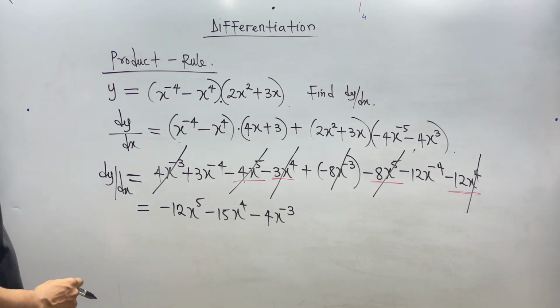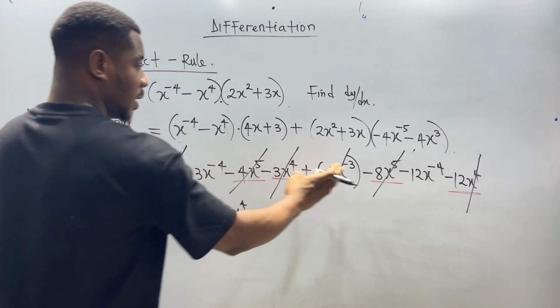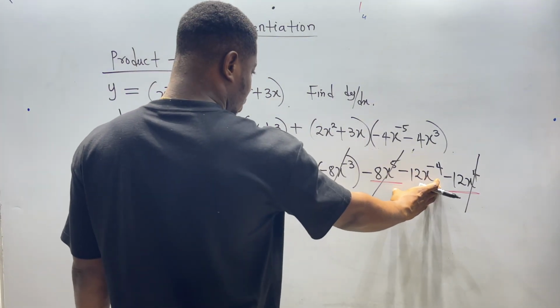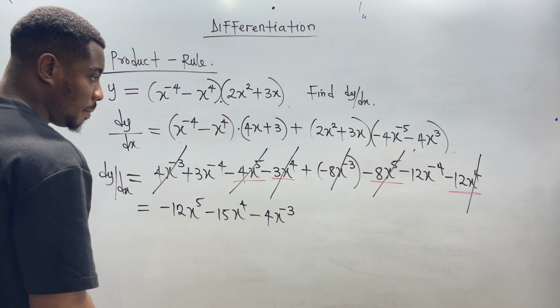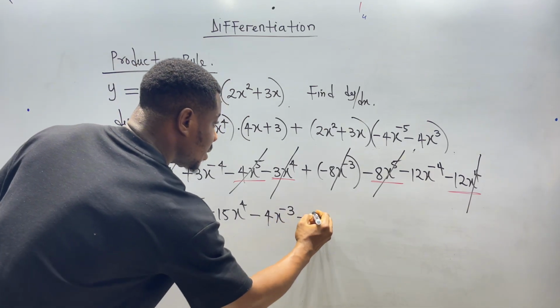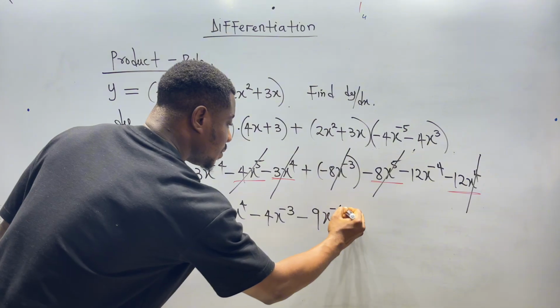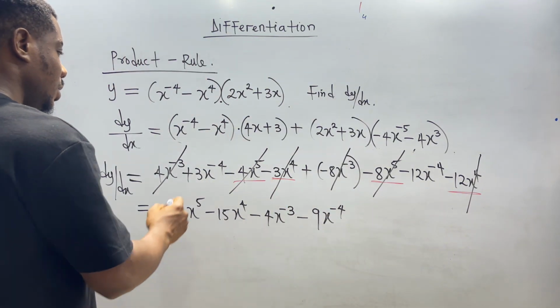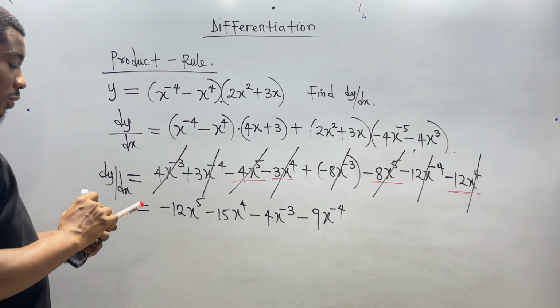Then now the next part to work with is power of negative 4. So we have positive 3x to the power of negative 4, negative 12x to the power of negative 4. If I combine both of them, I'm going to be having negative 9x to the power of negative 4. Okay, so I've worked with the last power here. If you check, I worked with everything.